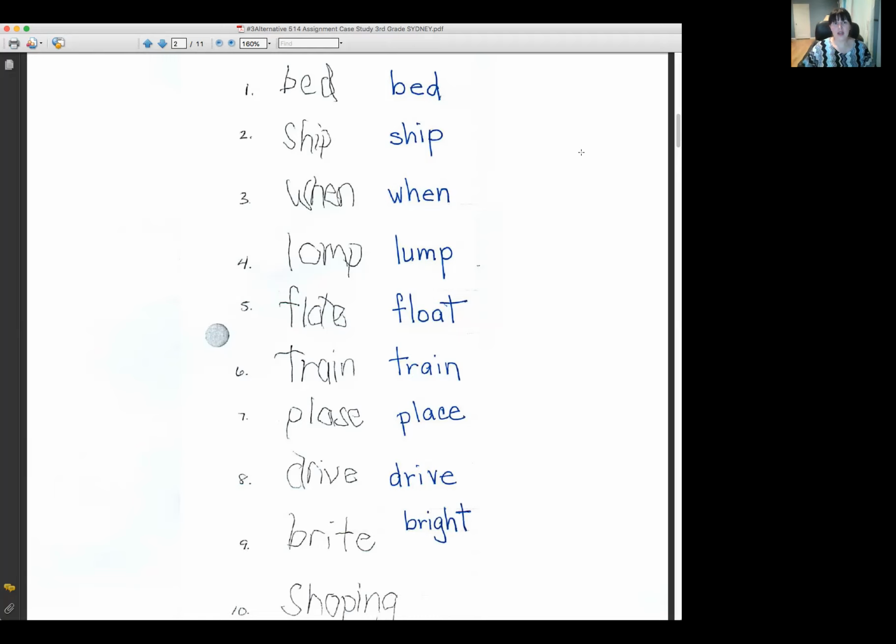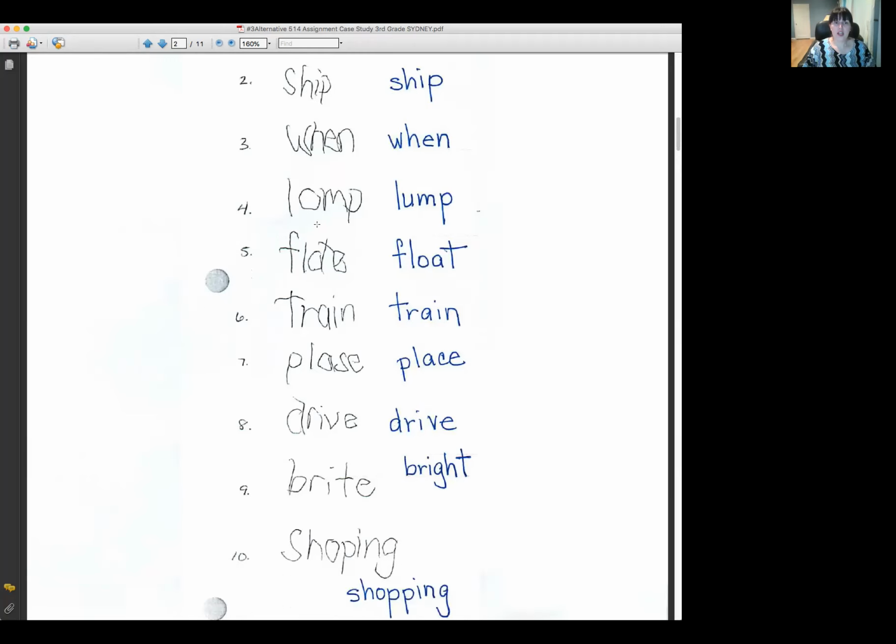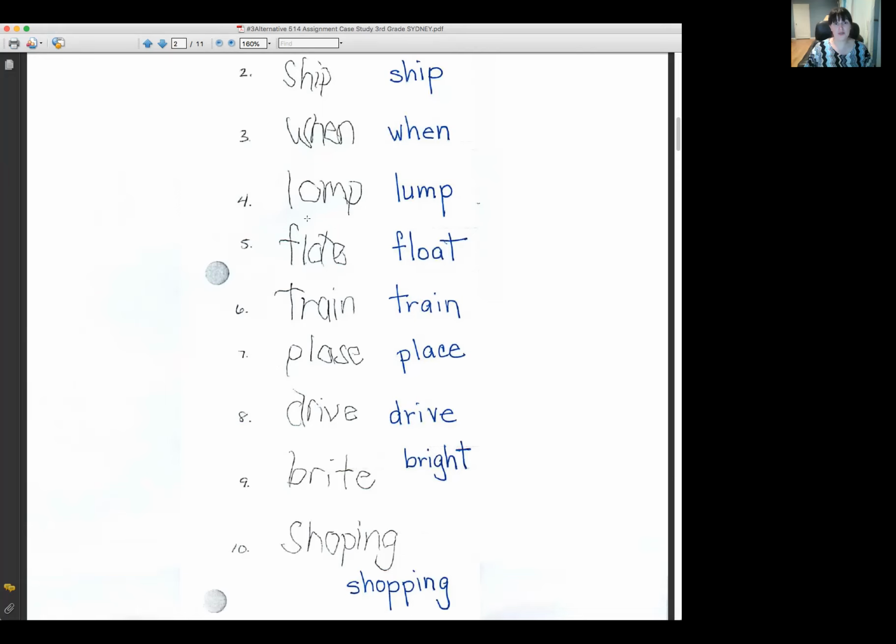If we look at Sydney's test, we notice that she did spell bed correctly. Her B is the right way. Her D is the correct way. She also spelled ship and win correctly. If we look at number 4, lump, she has the U sound confused with an O. So we want to pay attention to that and see if there's a pattern.